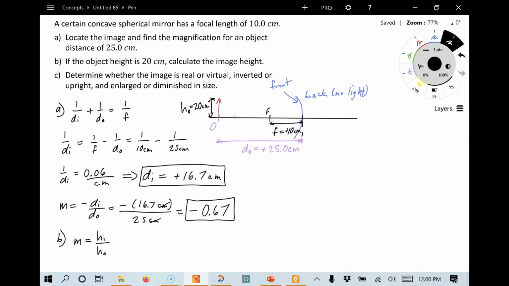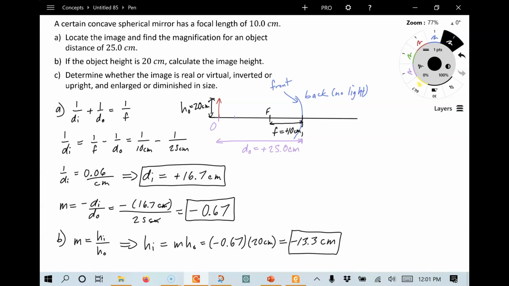And now, knowing the magnification, we can solve this for the height of the image. That's going to be equal to magnification times the height of the object. So we're going to have negative 0.67 multiplied by the height of the object, 20 centimeters, which gives us a value of minus 13.3 centimeters. So there's our h_i.